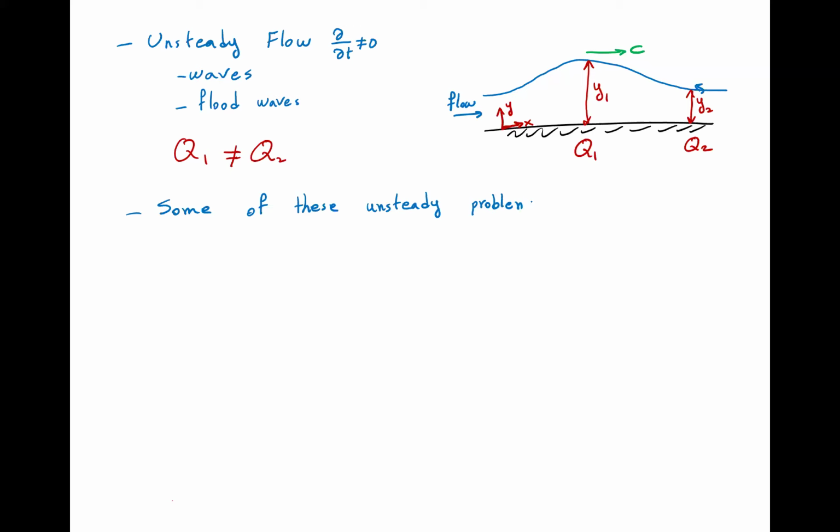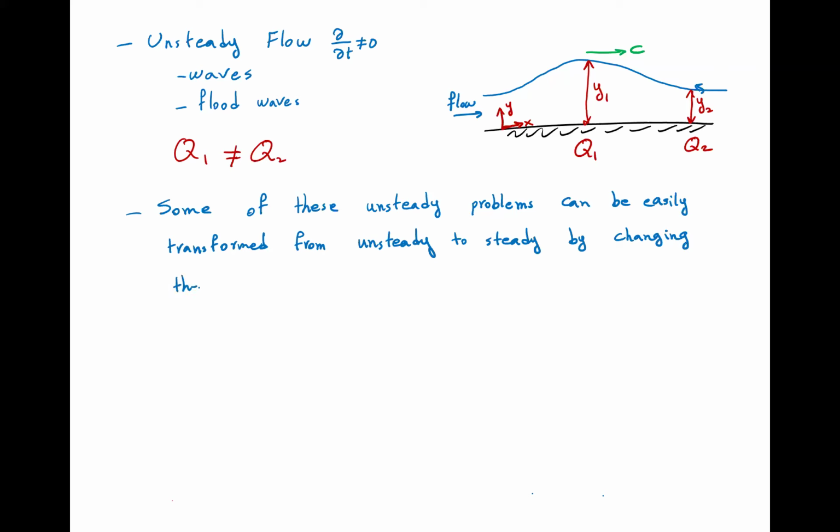Unsteady problems can be easily transformed from unsteady to steady by changing the perspective of the observer. What does that mean?